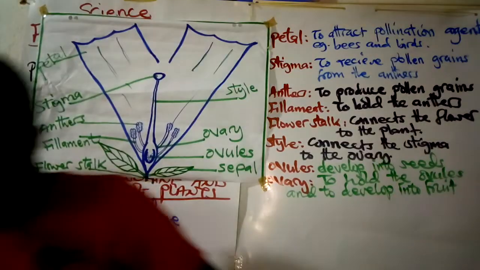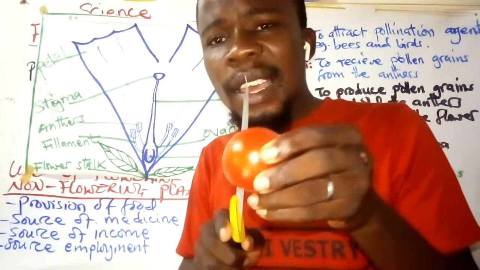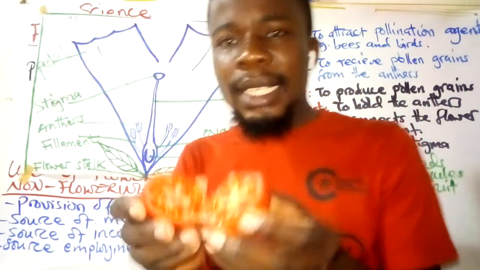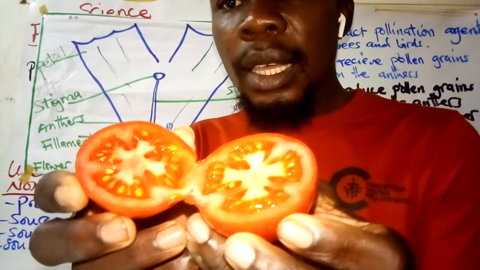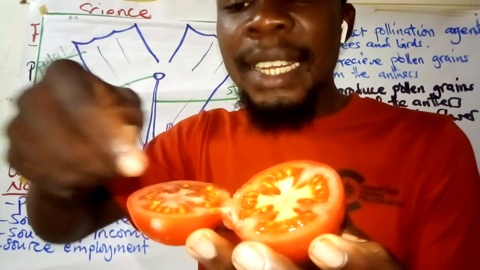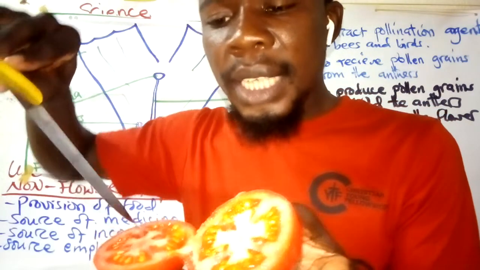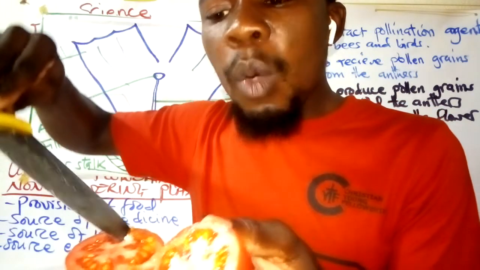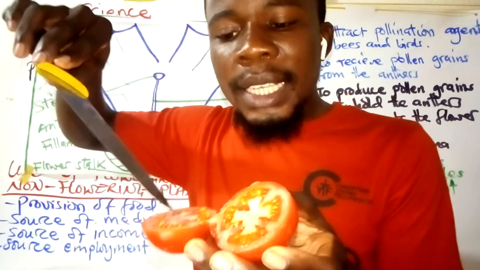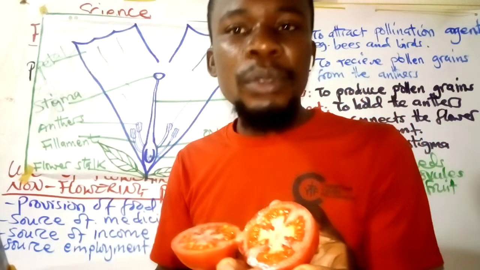I have to cut this one. While the ovules develop into seeds. You see, it's a tomato with seeds inside. These seeds you see here were once ovules. So the seeds come from ovules.